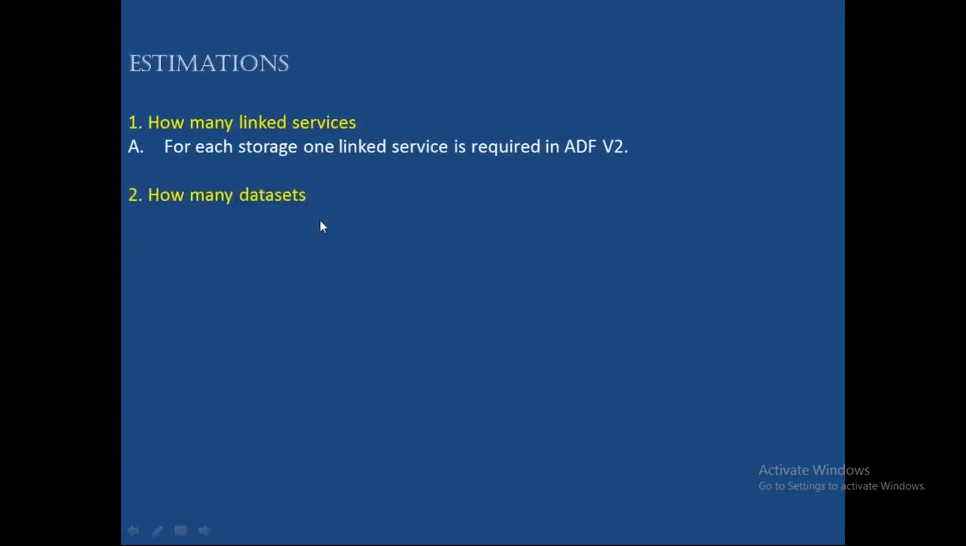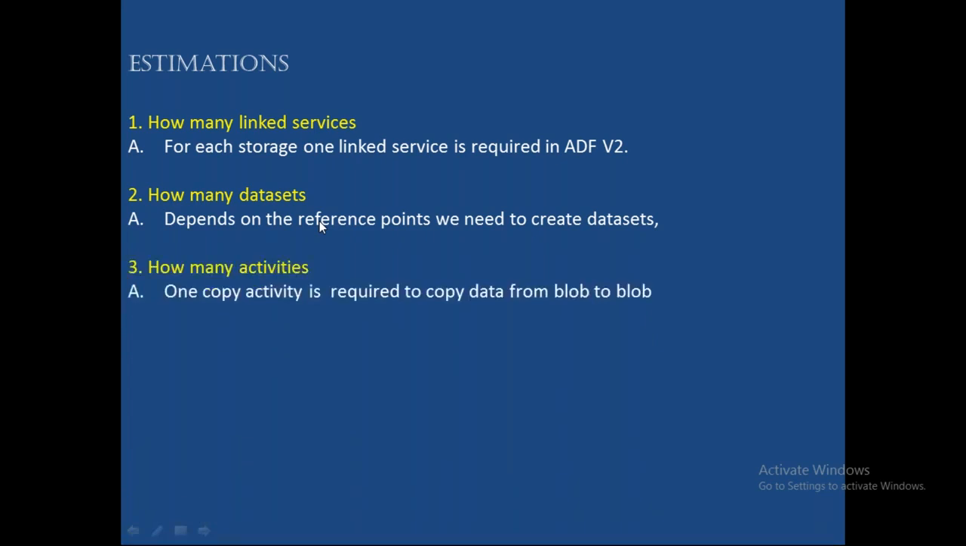And how many datasets do we need? We need 2 datasets. It depends on reference points. We need to create datasets, but we know we are going to refer to our input container and output container. That's why we need only 2 datasets. How many activities? Only a copy activity to copy data from blob to blob. How many pipelines? One pipeline is enough for us.